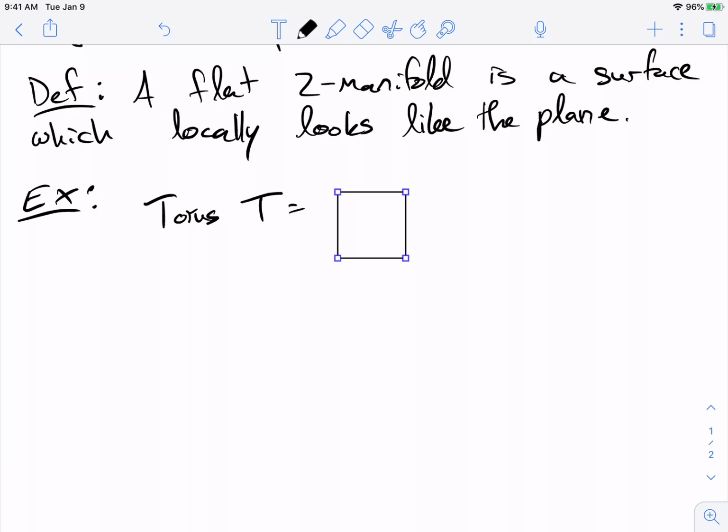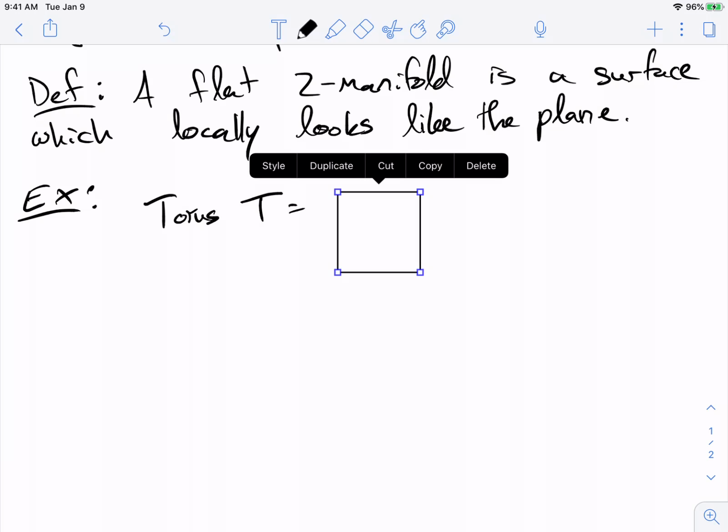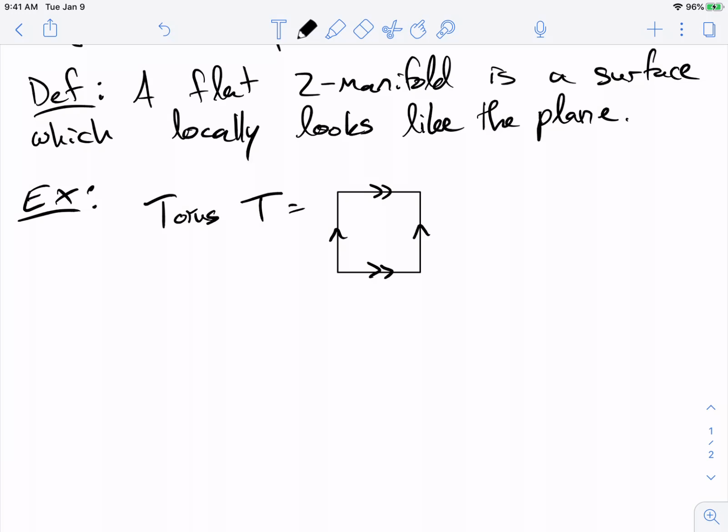And the way you build a torus is you cut a square out of the plane, and then you glue the edges together. So I'm going to glue the left side to the right side, and these arrows are just telling me I glue left to right, and I glue the top to the bottom. So I glue the single arrows together, and I glue the double arrows together, and I glue them in such a way that the arrows match up. So in this example, I'm not twisting before I glue.